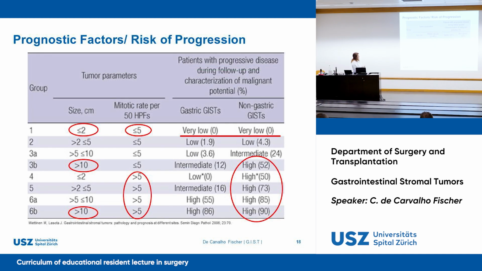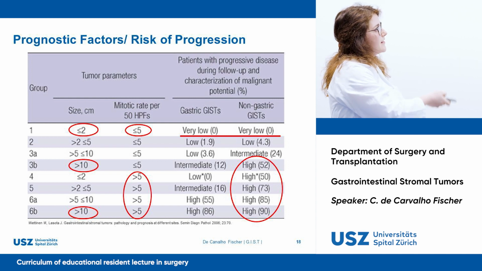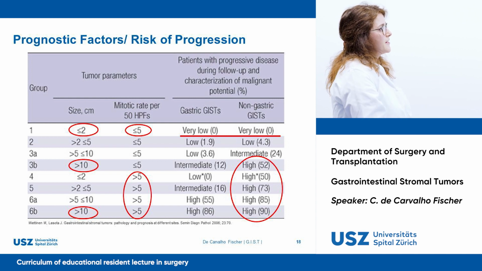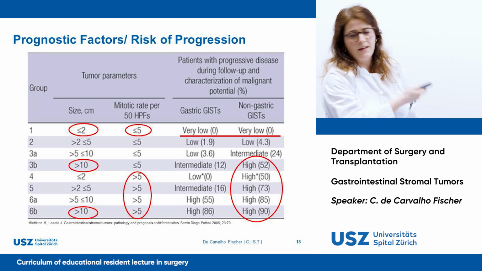This is a nice table that, based on these characteristics we just talked about, separates GISTs into several categories. Very low risk GISTs are those that are under 2 centimeters and have a low mitotic rate. And then as the size increases and as the mitosis rate increases above 5, the risk becomes higher. This is particularly true for non-gastric GISTs.